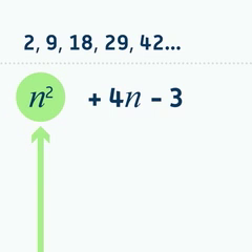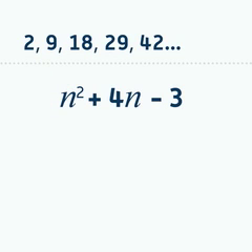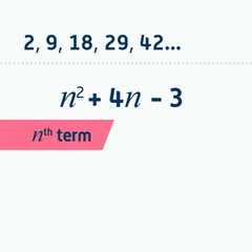We then put the whole quadratic together using the fact it was an n-squared sequence at the start, and we get n squared plus 4n minus 3. This is the nth term for our sequence.